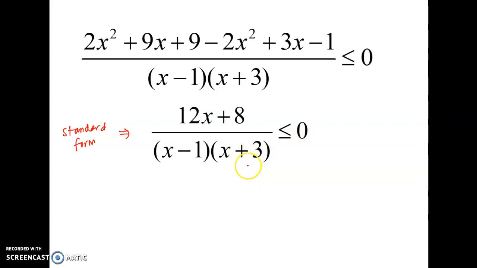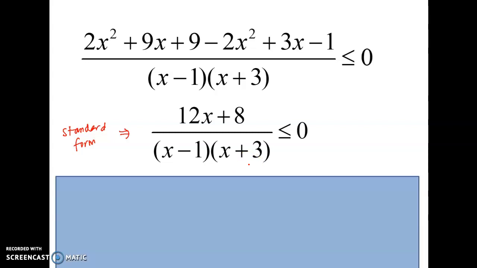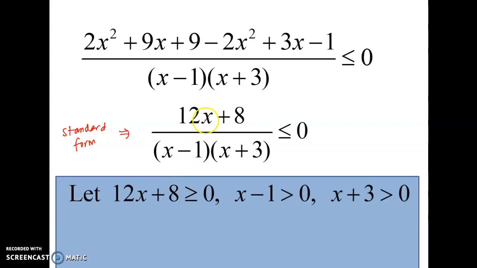solve this inequality by using a number line. For this example, I'll show you how to use the number line method to solve. First of all, I will consider all those linear expressions. I will let my linear expression be greater than or equal to 0 only for the numerator. Here you can see that it includes 0, but only the numerator can equal 0. The denominator cannot be equal to 0.